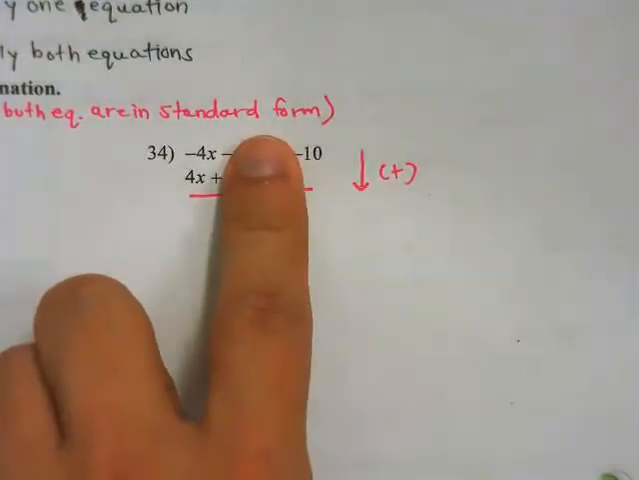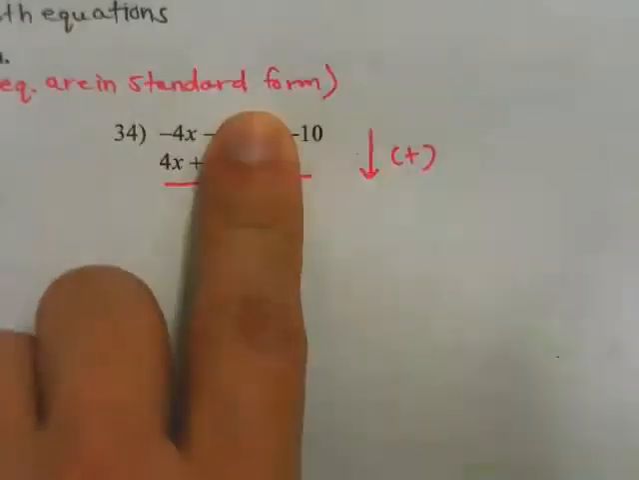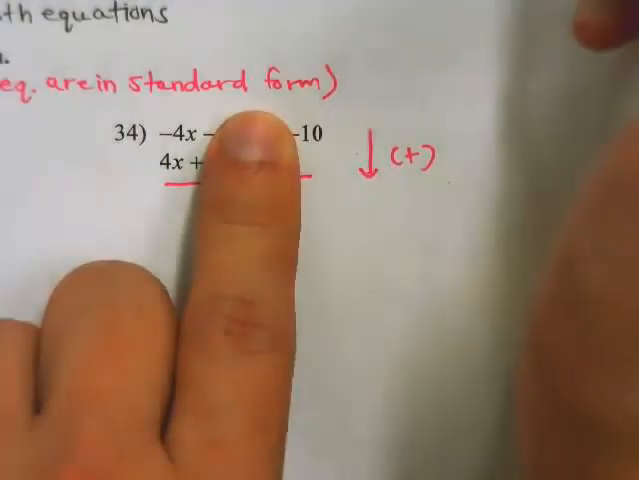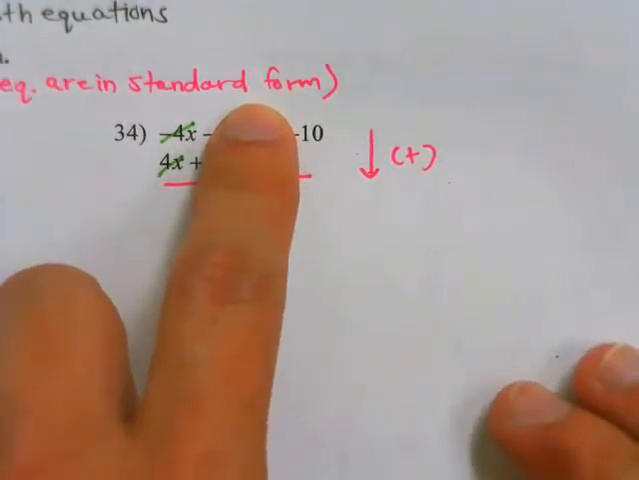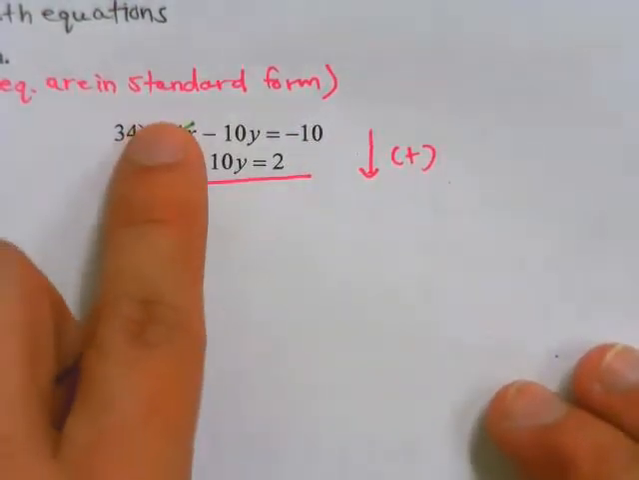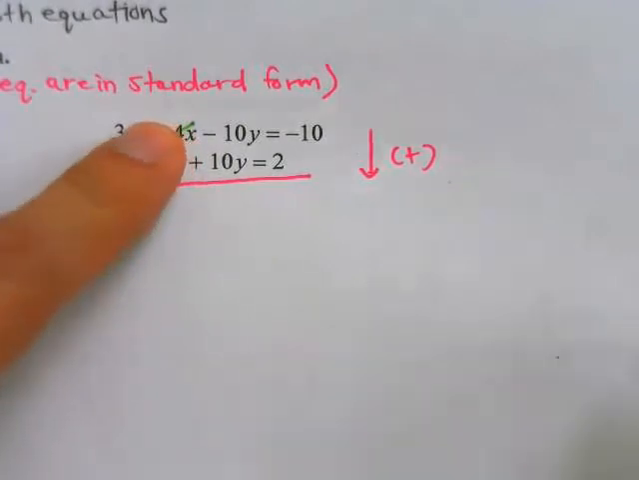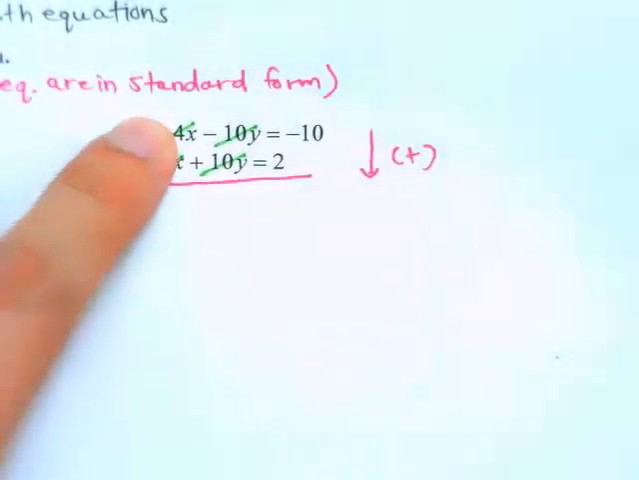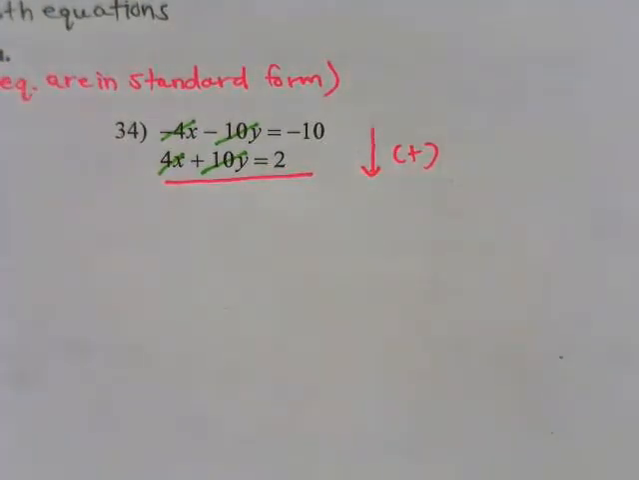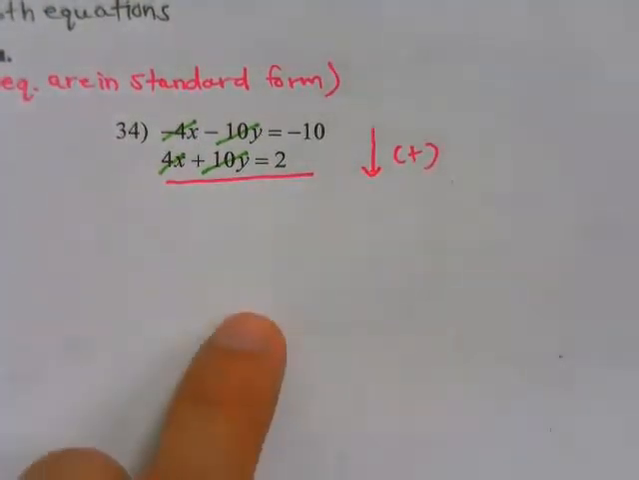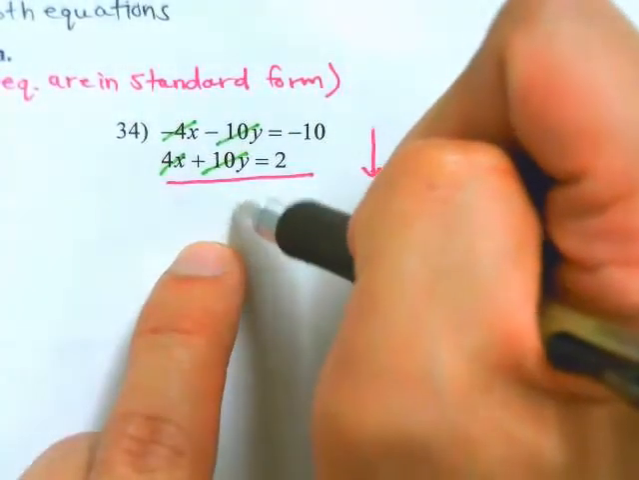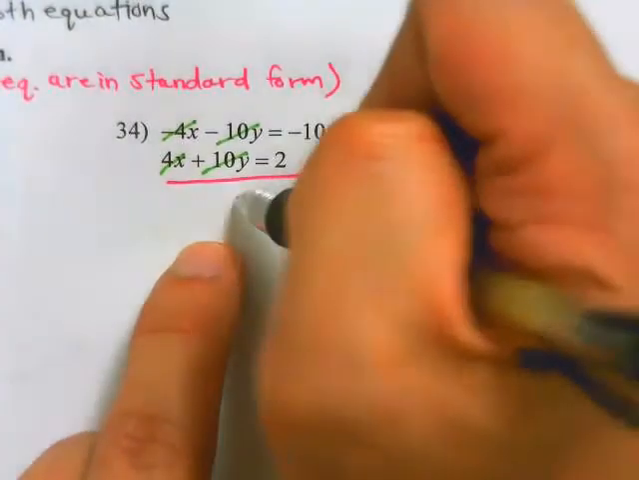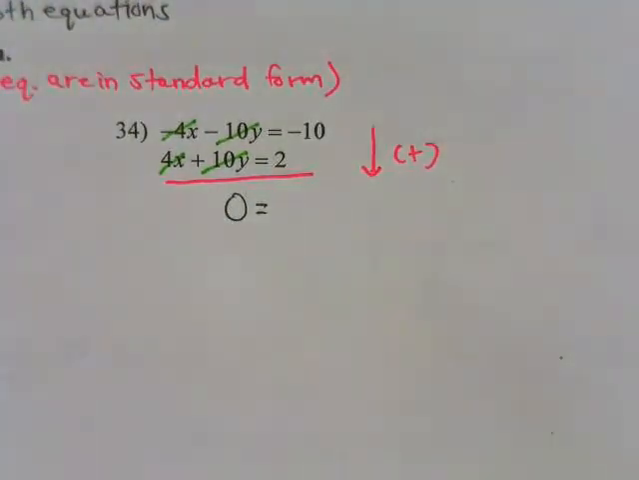Let's start off with the x's. What's negative 4x plus 4x? 0, yeah. So the x's have been eliminated, but sometimes this also happens too. What's negative 10y plus 10y? It is also 0. So sometimes both of your variables get eliminated. So if everything on the left side gets eliminated, what number should I put on the left side? 0. Everything got eliminated, it is 0.